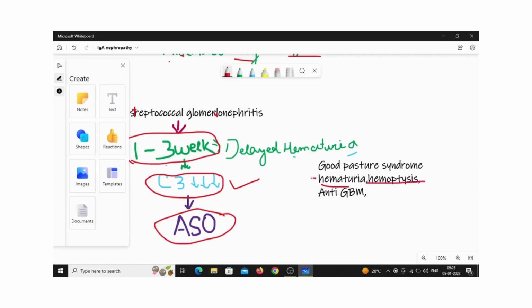If it is hematuria within 24 or 48 hours, then the answer is IgA nephropathy. If it is hematuria after 1 week, then it is diagnosed as post-streptococcal glomerulonephritis. So this is all about it.